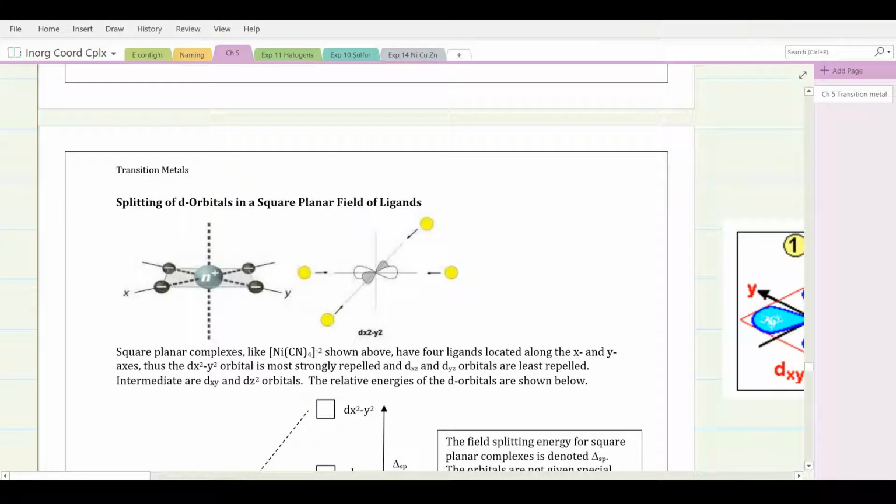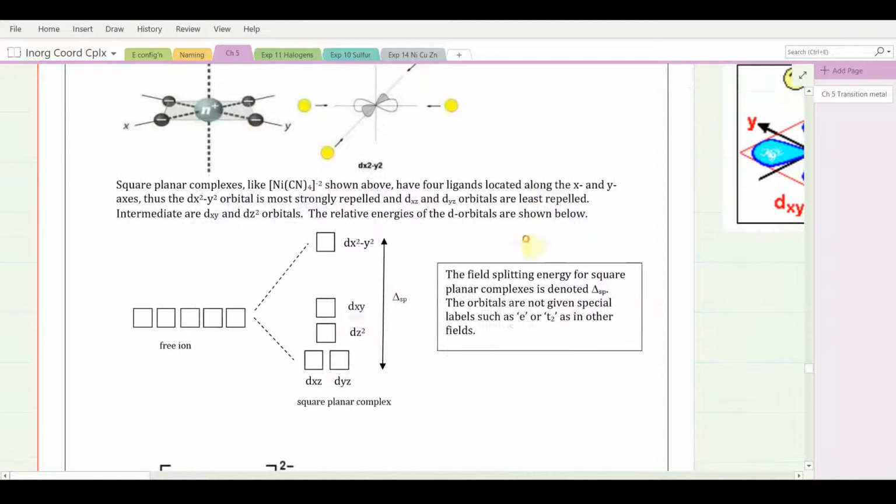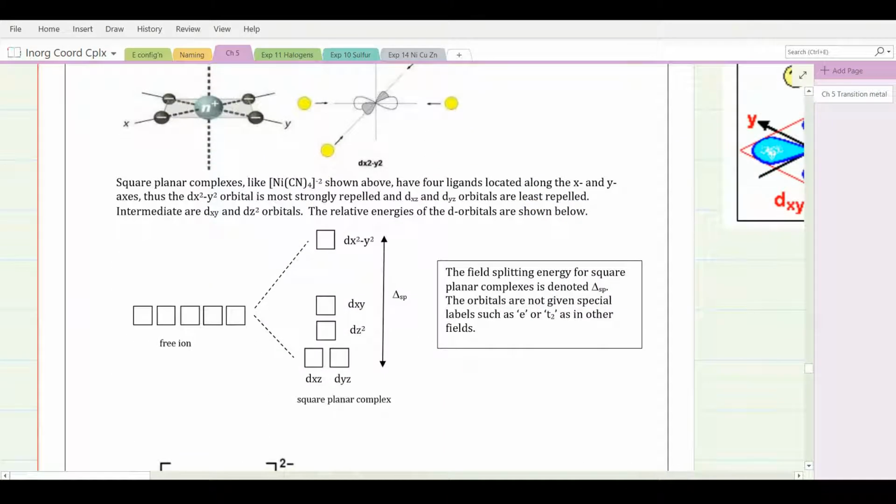Page 196. Let's look at a square planar 4-coordinate complex. Ligands in a square planar complex come in to the transition metal 90 degrees apart in a plane. The d orbital that would have the most direct interaction with a square planar group of 4 ligands would be the dx squared minus y squared orbital. And here's what the energy level diagram looks like.